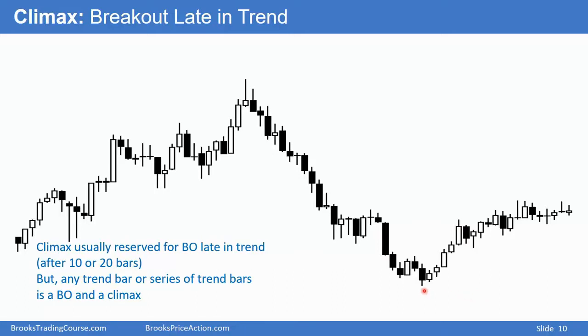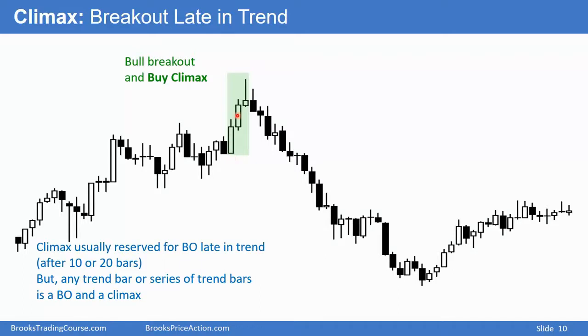Usually, when I see a breakout early in a trend, this is a possible bull trend, I call it a breakout and not a climax. And I usually refer to a big breakout late in a trend as a climax. Here, this would be a sell climax, and it's the biggest bear bar, 20 or more bars into the bear trend. Chances are it's going to be an exhaustion gap, and we're going to trade up above its high after a brief follow-through sell-off.